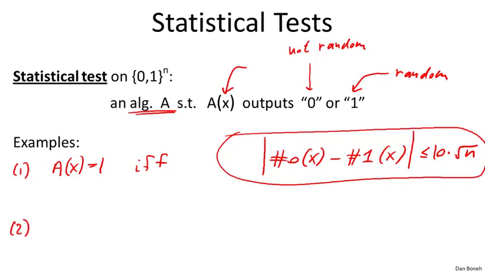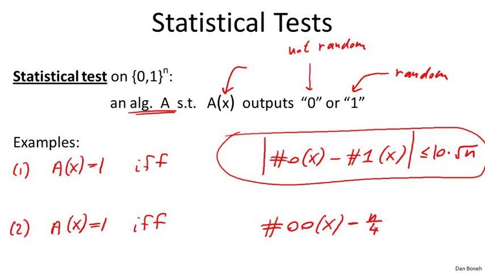Let's look at another similar example. Here the statistical test will say 1 if and only if, say, the number of times that we have 2 consecutive zeros inside of x is about what we'd expect. Let's think about this for a second. This counts, in this string of n bits, the number of times that we see the pattern 0, 0, 2 consecutive zeros. For a random string, we expect to see 0, 0 with probability 1/4, and therefore in a random string we'll expect about n over 4 blocks of 0, 0.